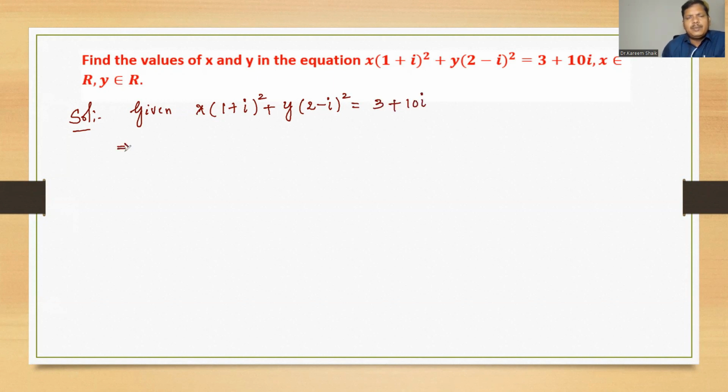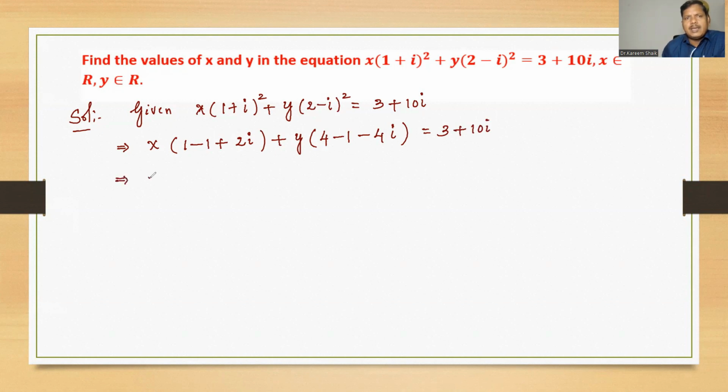Observe very carefully here. x times (1 plus iota) square is in the form of (a plus b) whole square. So a square, 1 square, plus b square, that means iota square, it's nothing but -1, plus 2ab, that means 2 iota. I hope it's clear. Plus y times (2 minus iota) is in the form of (a minus b) whole square. a square is 4, plus b square means iota square, but iota square is negative 1, so negative 1, minus 2ab, minus 2 twos are 4 iota, equals the right side, 3 plus 10 iota.